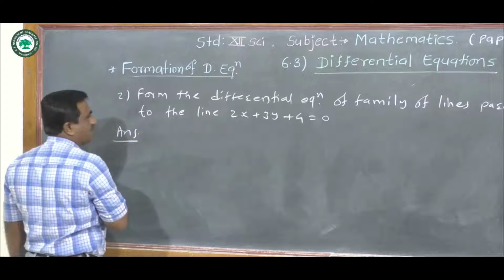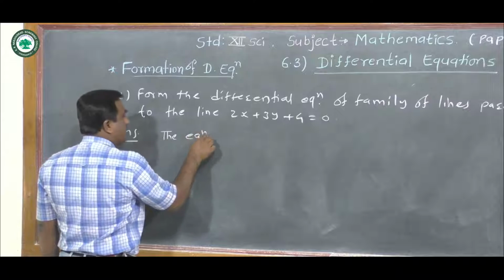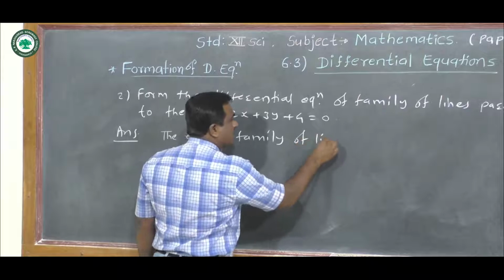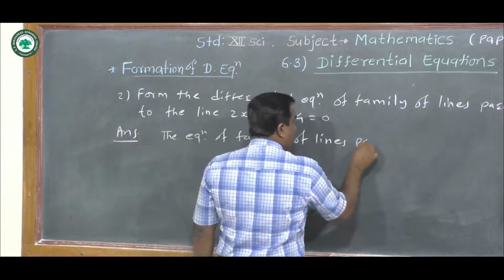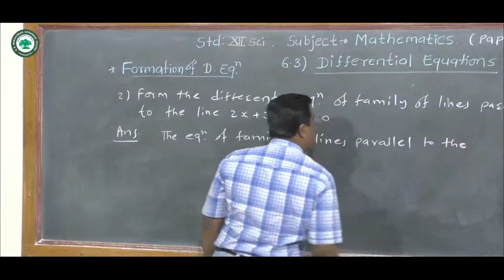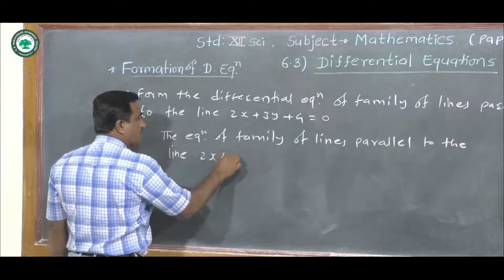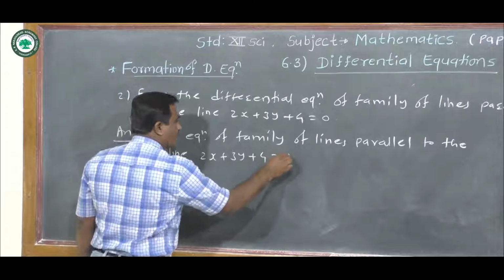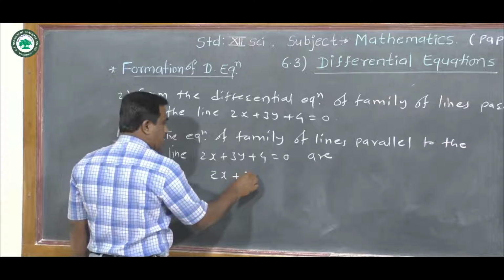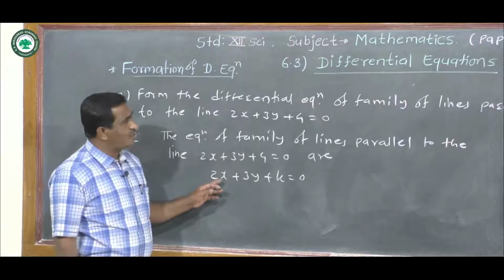Answer for this example, the equation of family of lines parallel to the line 2x plus 3y plus 4 equal to 0 are 2x plus 3y plus k is equal to 0. This is the equation of family of lines.